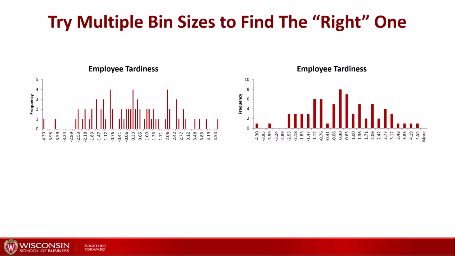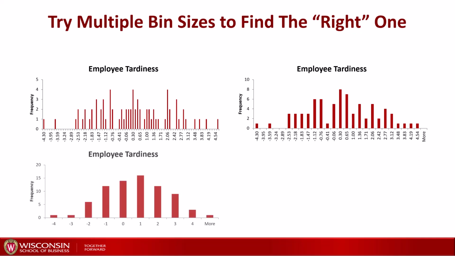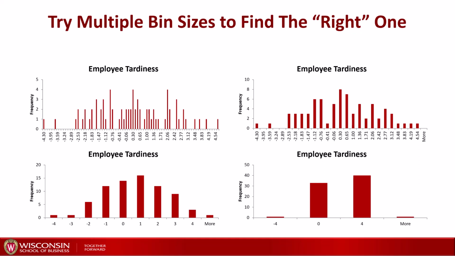As we start to make the bins slightly larger, we start to see some patterns in the data. Here we see that most employees arrive roughly on time. However, we still don't see that clear bell curve pattern that we saw previously. This histogram has the pattern that we saw previously. And finally, if we make the bins significantly larger than 1 minute interval, we see that almost all of the employees fall into one of 2 different bins, and this is not particularly helpful.